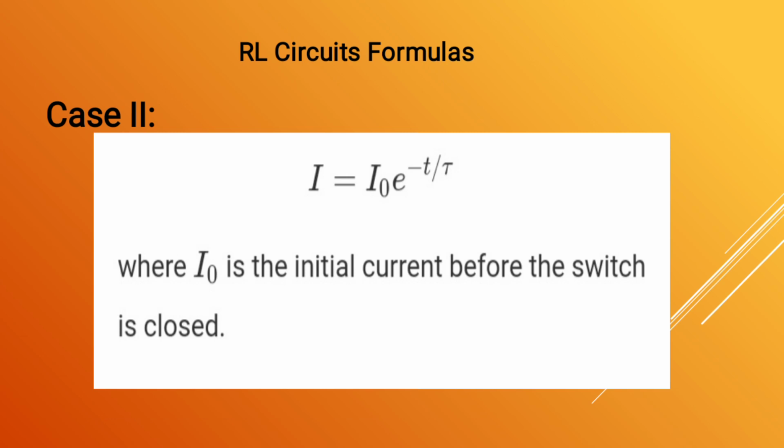The next formula is case 2, as you can see in the illustration in the upper portion, where I0 is the initial current before the switch is closed. In case 2, if the source of energy, the battery, is removed from the circuit by opening a switch, then the current does not drop to zero through the resistor instantaneously and takes some time. In this case, the current at any time is obtained.